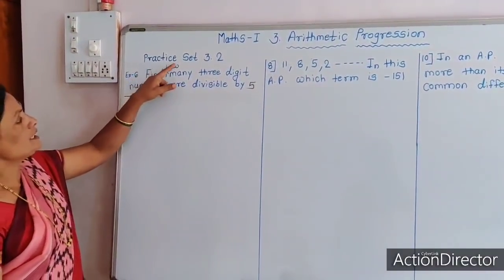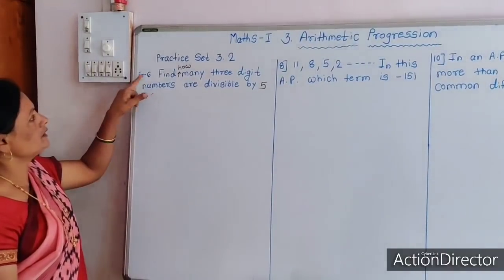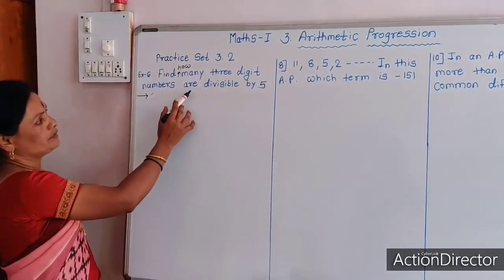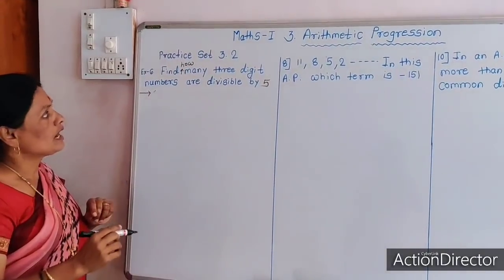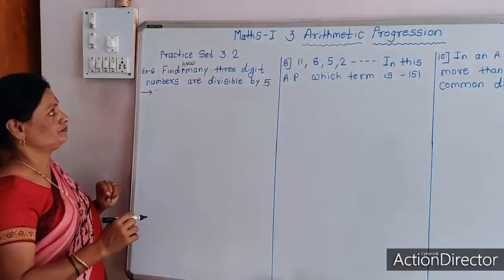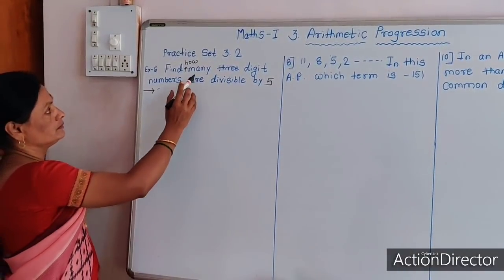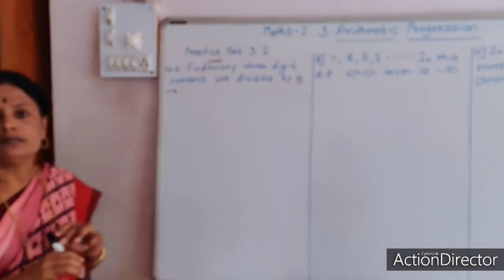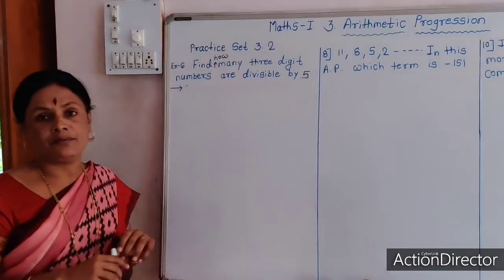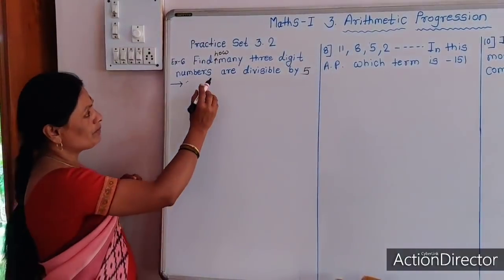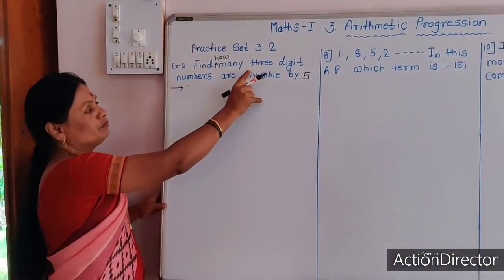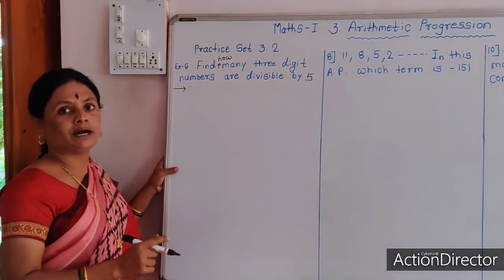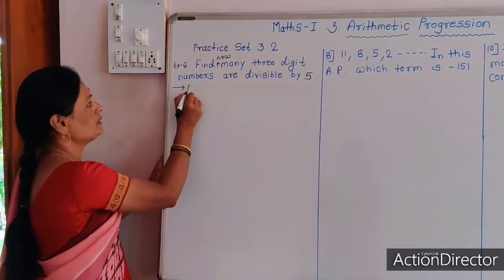The example is in practice set 3.2, example number 6. Find how many 3-digit numbers are divisible by 5. Here in this example, first we find an AP. For finding the AP, we know that 3-digit numbers start from 100.